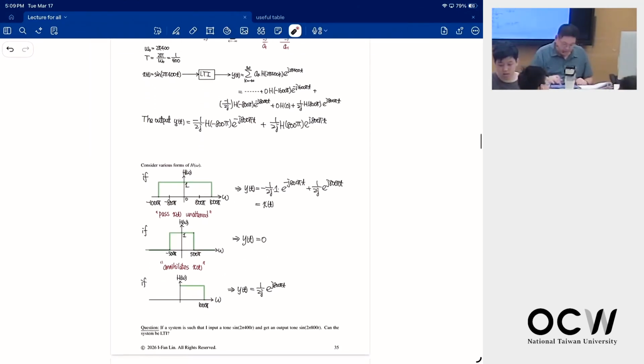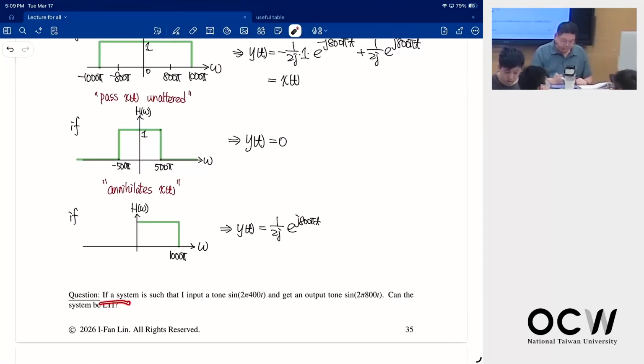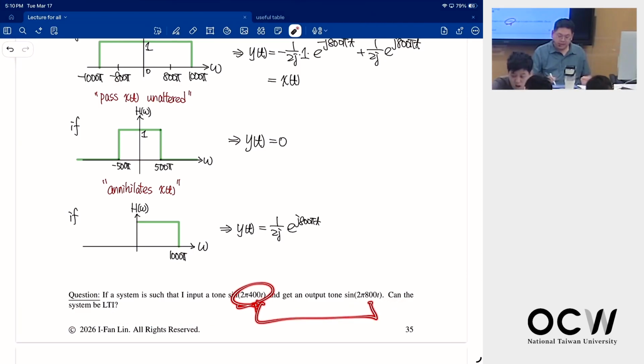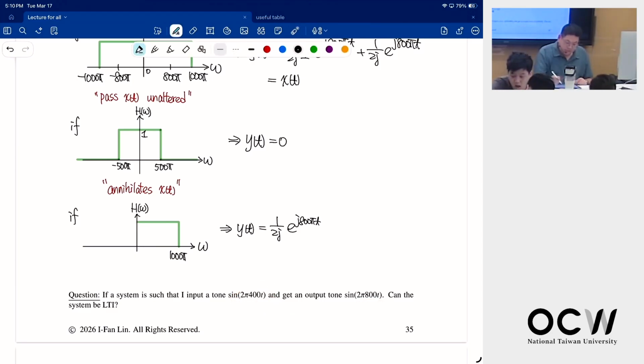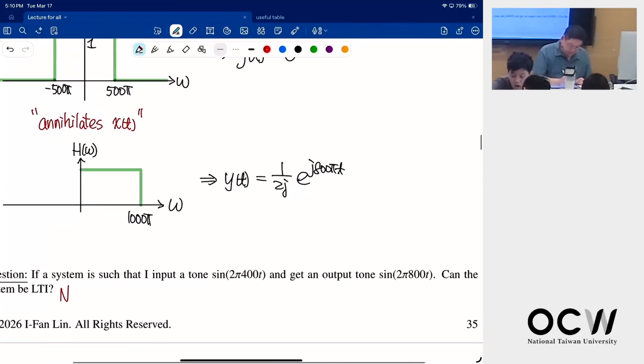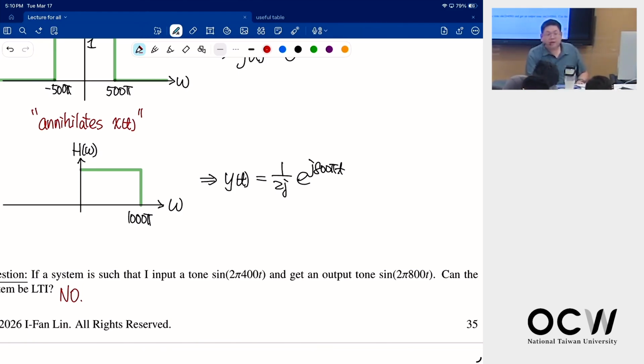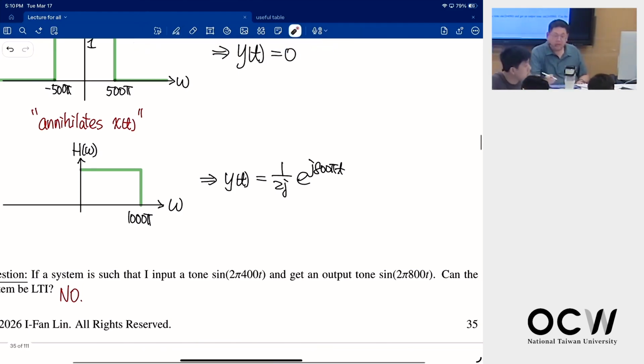Okay, so here is a question. If a system has input 2 pi 400 t, but I want to get the output 2 pi 800 t, can the system be LTI? Like the frequency is 400 and then the output becomes 800. This couldn't be the LTI system, because for the LTI system, what input you have, your output should have the similar form. So the frequency should be the same.